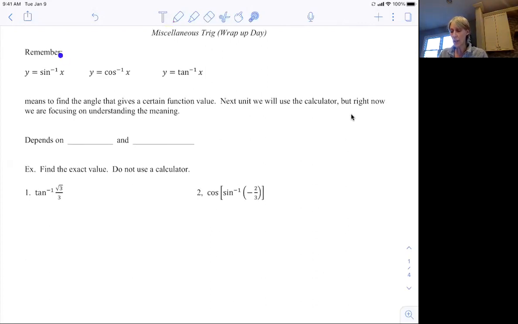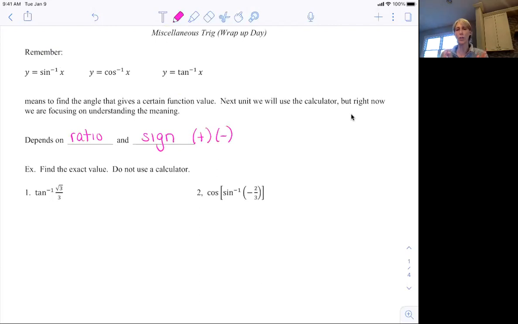And I just want to remind you, whenever we see any of these expressions, it really means to find the angle that gives a certain function value. And that function value is going to be a ratio. Next unit, we're going to be using our calculator to do this, but right now I really want you to understand the meaning of how we're getting these. And if you recall from yesterday, it depends on the ratio and the sign being whether or not it's positive or negative, that function value.